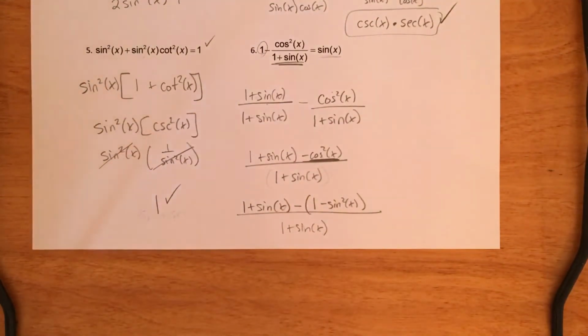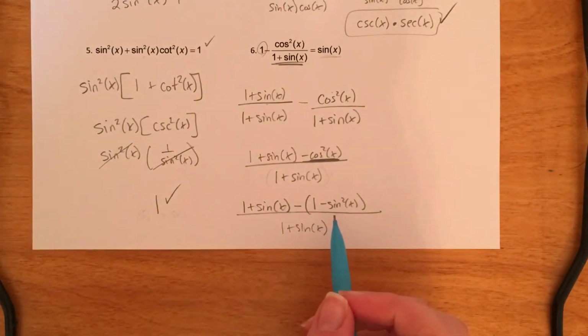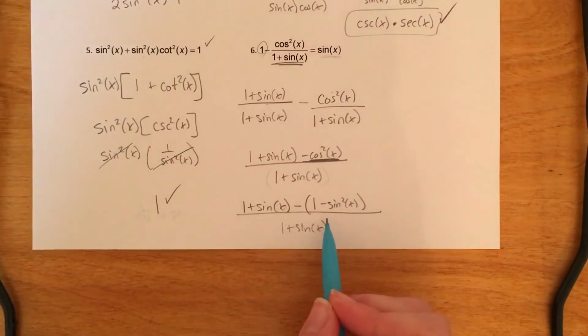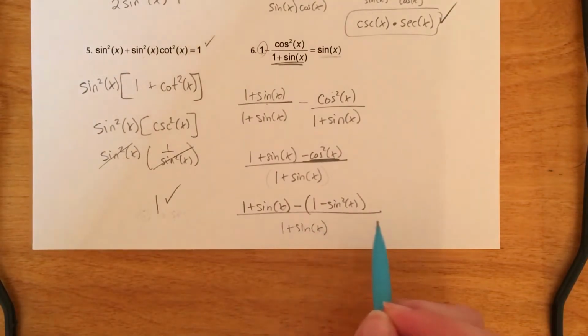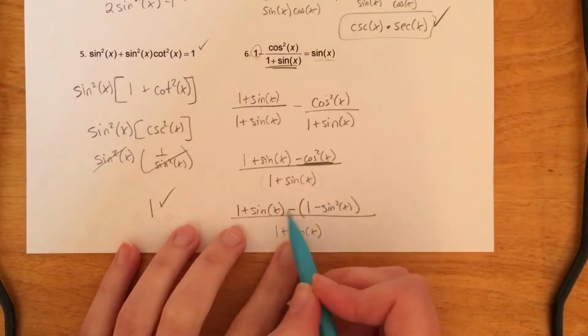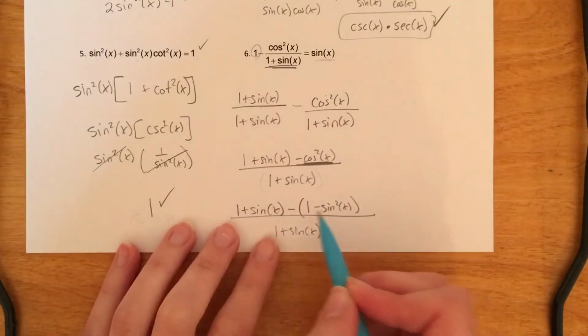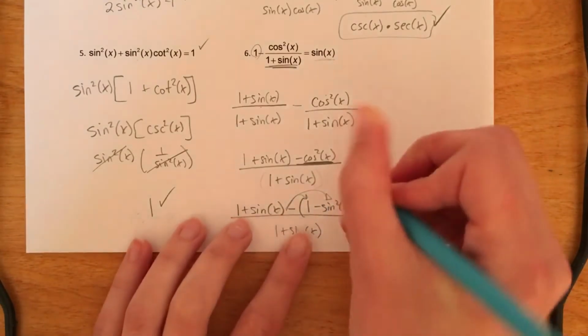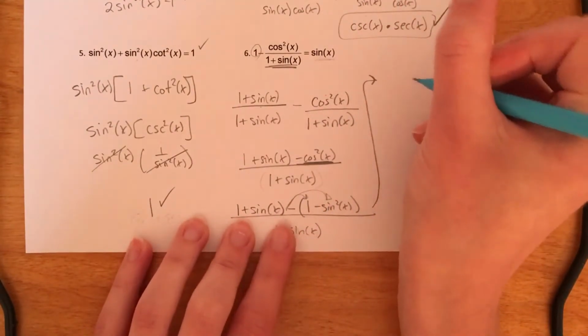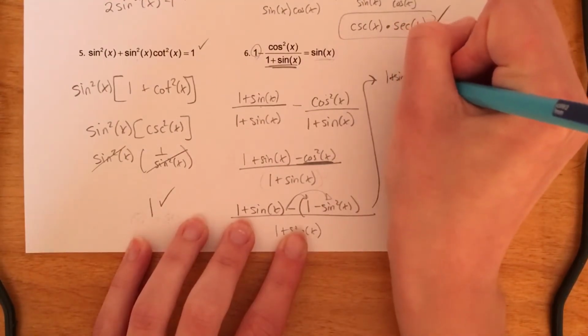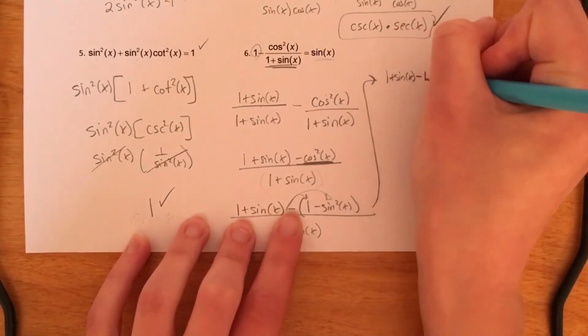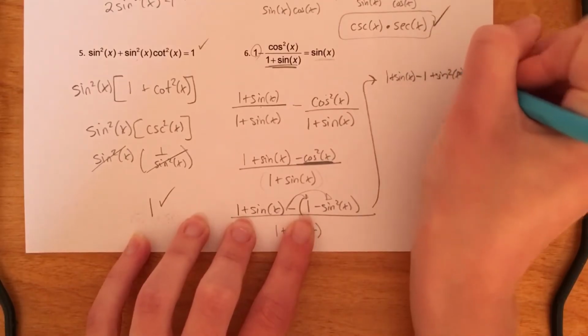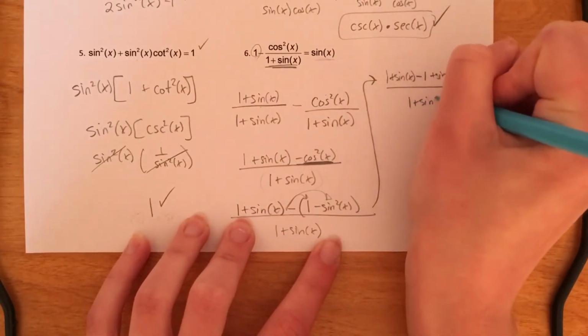Actually, we could have done something that's easier, but it should work out okay anyway. So let's distribute this negative sign through, and hopefully we'll see it all works out. I'm going to start putting my work up here: 1 plus sine of x minus 1 plus sine squared of x, over 1 plus sine of x.